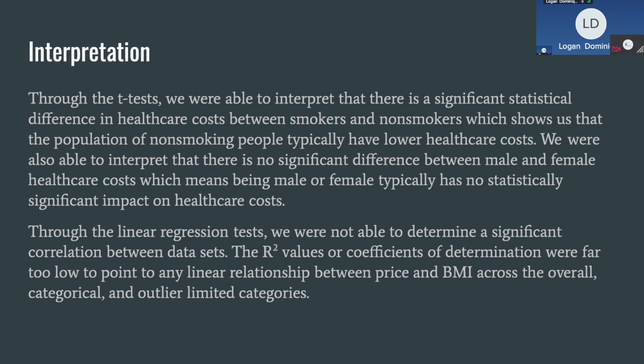Now, the interpretation of our overall project. Through the t-test, we were able to interpret that there is a significant statistical difference in healthcare costs between smokers and non-smokers, which shows that the population of non-smoking people typically have lower healthcare costs. We were also able to interpret that there is not a significant difference between male and female healthcare costs, which means being male or female typically has no statistically significant impact on healthcare costs. Through the linear regression test, we were not able to determine a significant correlation between datasets. The R-squared values, or coefficients of determination, were far too low to point to any linear relationship between price and BMI across the overall categorical and outlier limited categories. This was the same for the age groups.